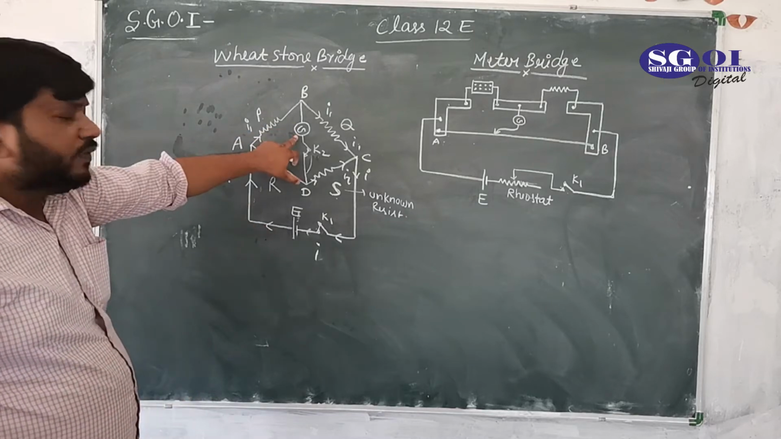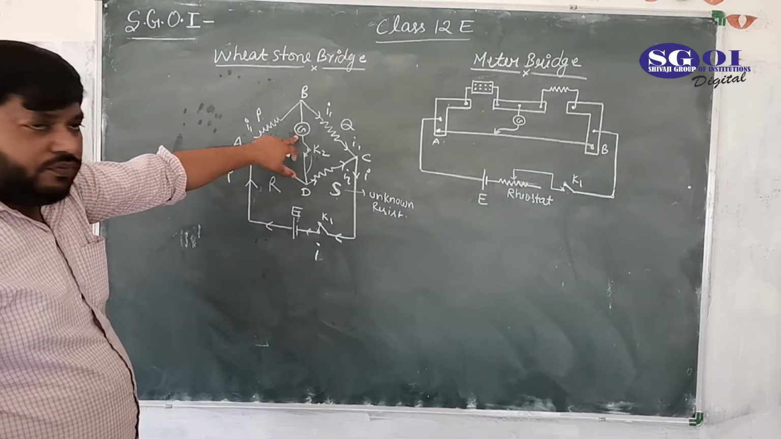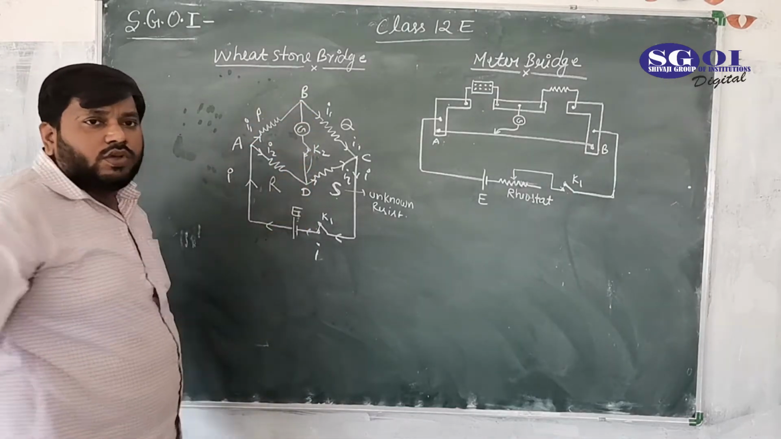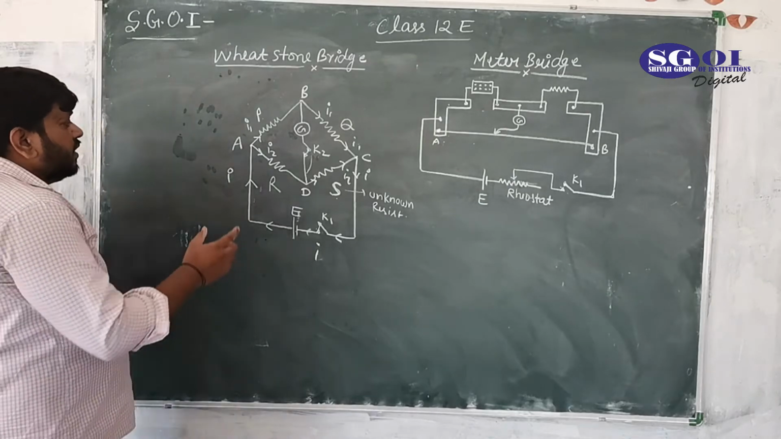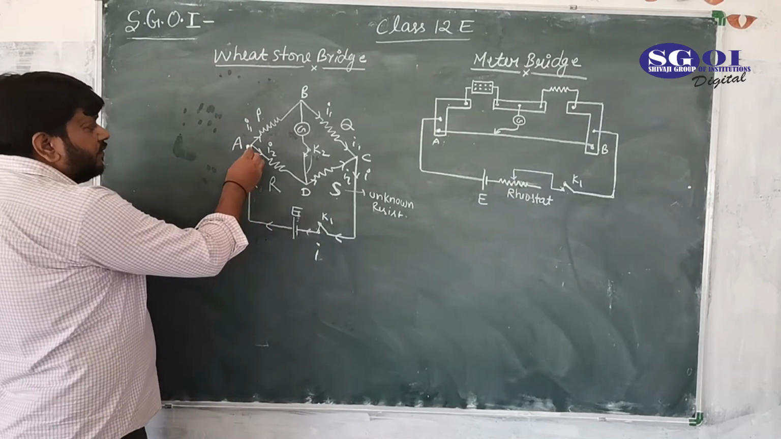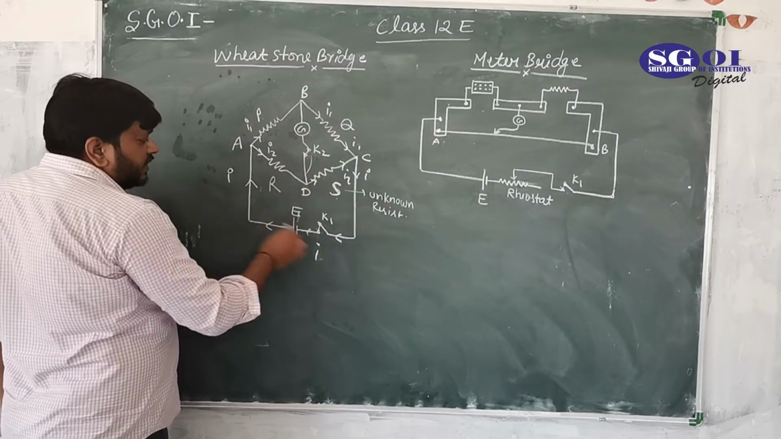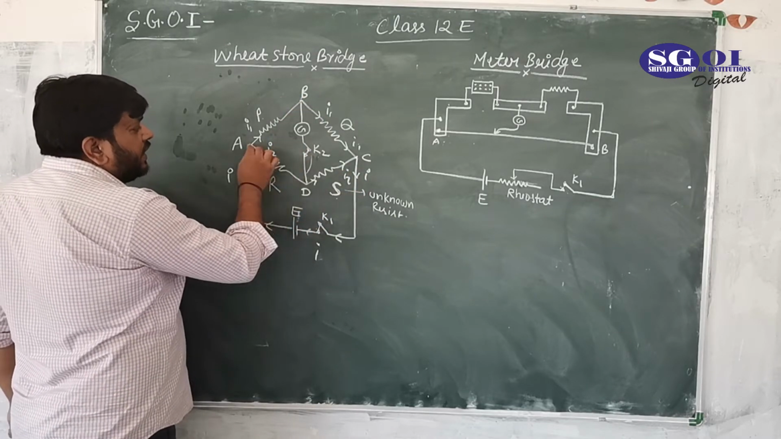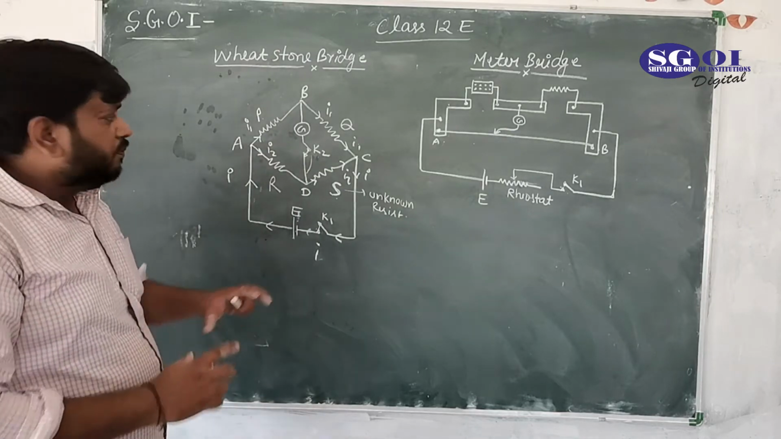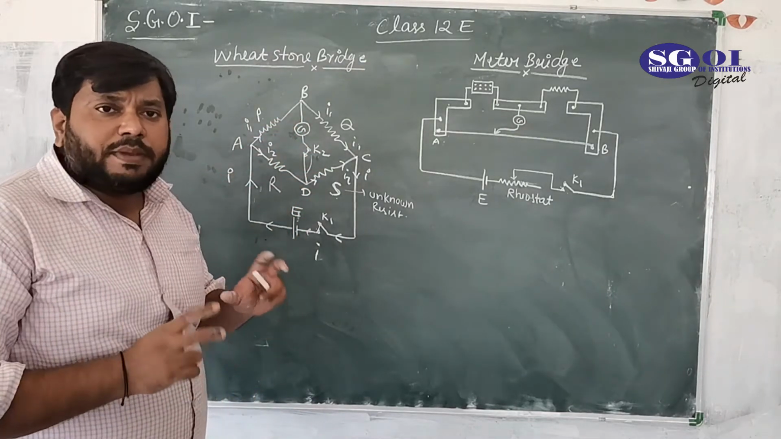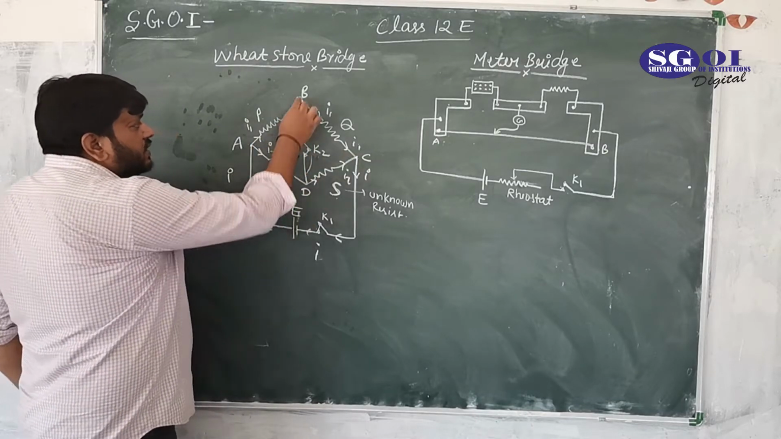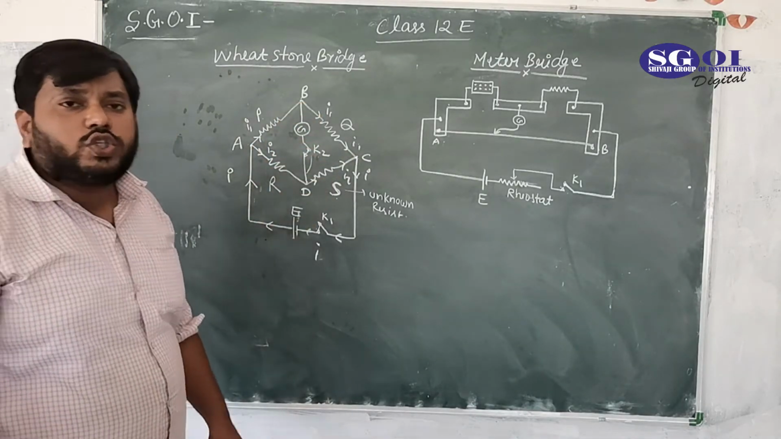And once the galvanometer deflection is 0, we can say the bridge is balanced and the current in this arm is 0. And if we interchange the connection, meaning we connect the cell circuit in this diagonal and the galvanometer and the key in this diagonal, the bridge would remain balanced. That's why these diagonal arms are called conjugate arms.